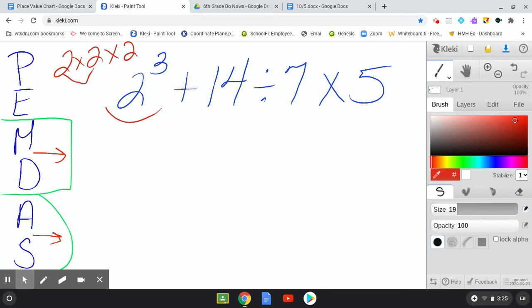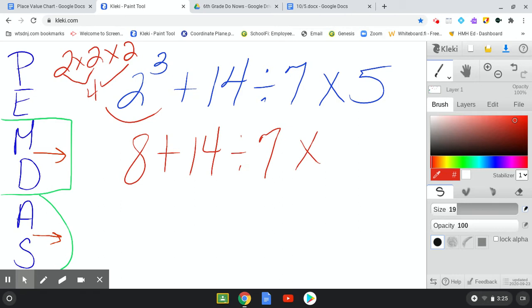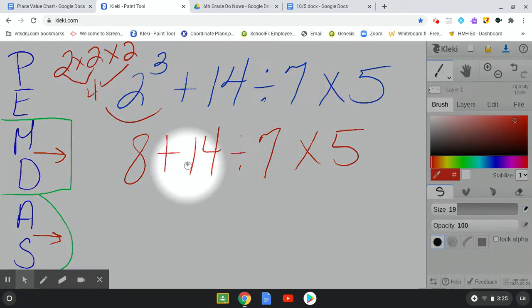Well, 2 times 2 is 4, and 4 times 2 is 8, right? So 2 cubed is equal to 8. I'm going to drop down the rest of the problem. So now I am left with addition, division, and multiplication. Well, according to PEMDAS, multiplication and division come first before addition and subtraction.